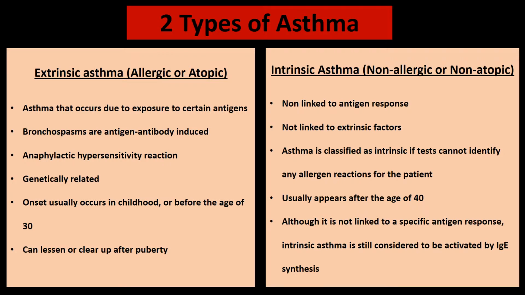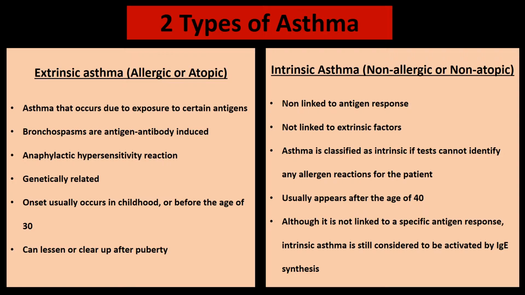There are two classifications of asthma. Extrinsic asthma, also known as allergic or atopic asthma, occurs due to exposure to certain antigens. Bronchospasms are antigen-antibody induced. There's an anaphylactic hypersensitivity reaction. It is genetically related. Onset usually occurs in childhood or before the age of 30, and it can lessen or clear up after puberty.